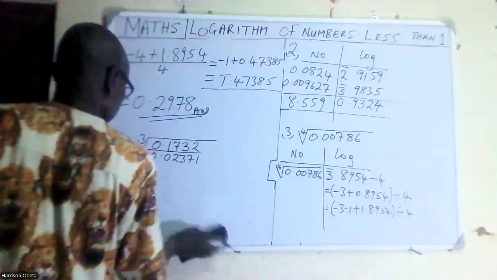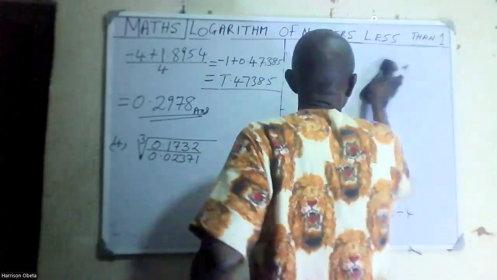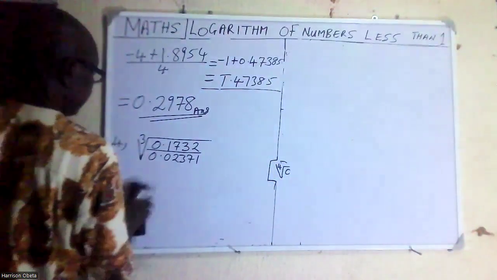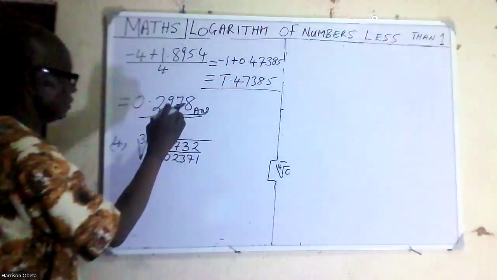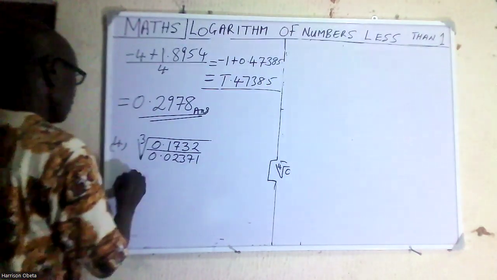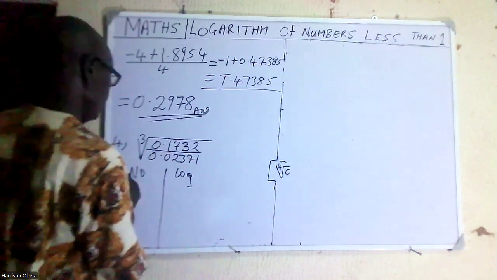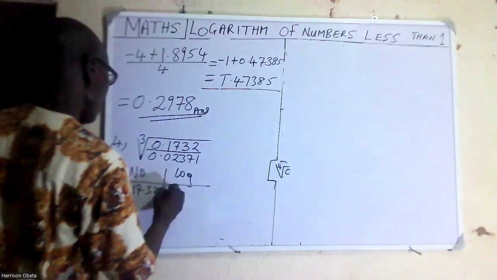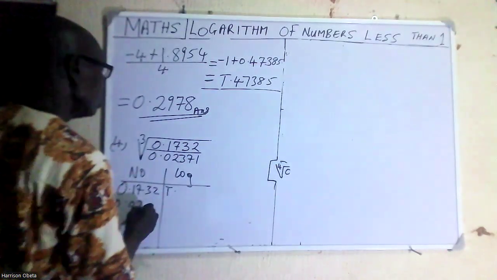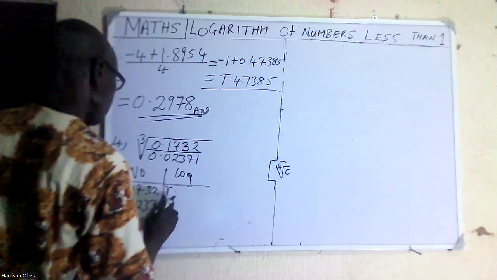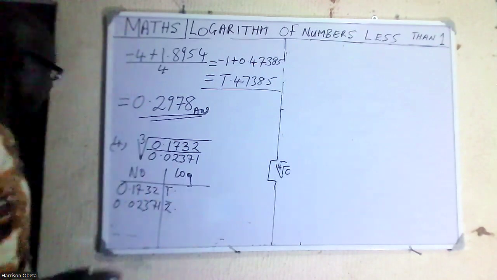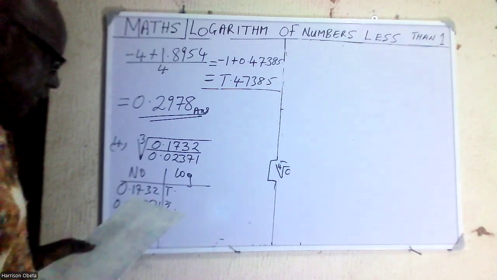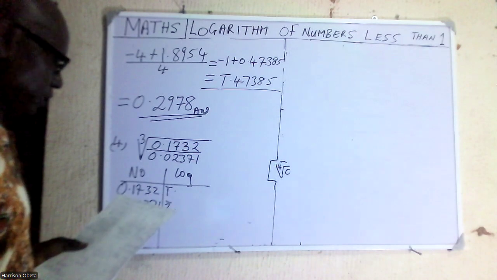And in number 4, we have this. What we are supposed to do here is to find the log of this minus log of this divided by 3. So quickly we have number log 0.1732. That is bar 1. 0.02371 bar 2. So 17 under 3 difference 2. From the log, 17 under 3 difference 2 will give us 2385.